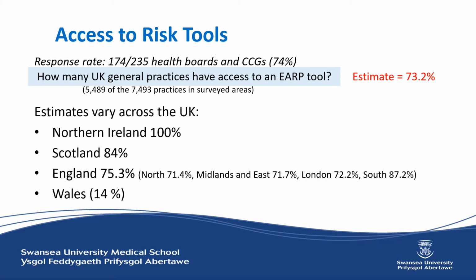And what the representatives from the health boards and clinical commissioning groups told us was that overall across the UK, about three quarters of practices have access to a tool at the time of the survey, 73.2%. There's a big variation across the UK. Northern Ireland, 100%, Scotland, 84%, England, 75%, but then variation across England. Wales, down at 14%. Now, this is not surprising because the Welsh Government, having developed the Prism tool, held off on full implementation, awaiting the results of the Prismatic study.